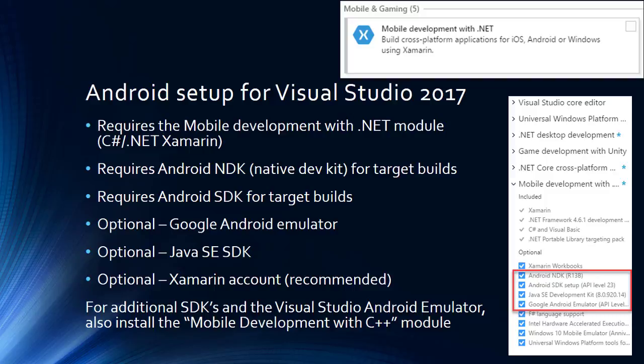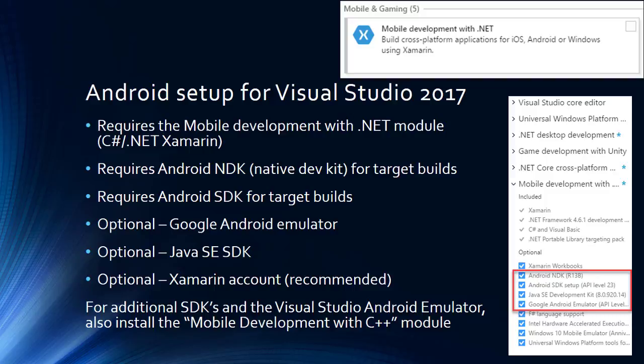One word of advice though is that for some bizarre reason, the Microsoft Android emulator is not in this list, you'll notice, because if you select the mobile development with .NET, it only gives you the Google Android emulator. If you want the Microsoft Android emulator, and a few other Android SDK, NDK settings, then also check the mobile development C++ module. It just adds a few extra little things in there. I don't know why they're separate.